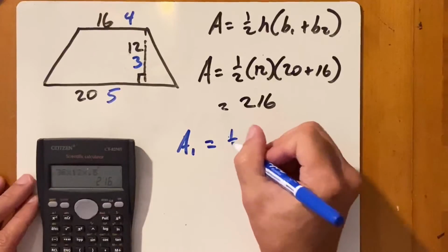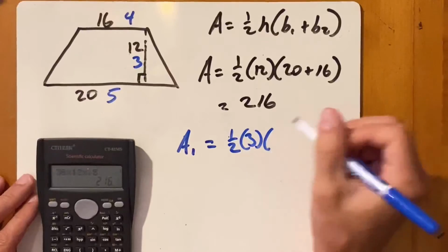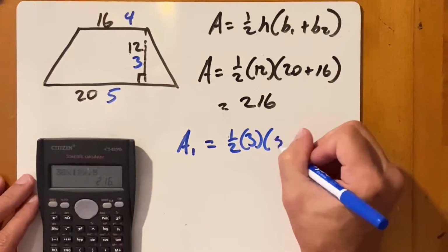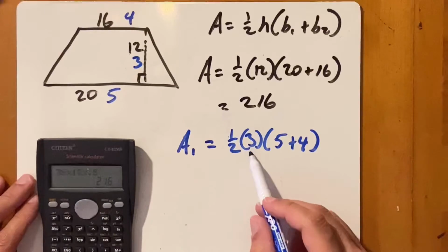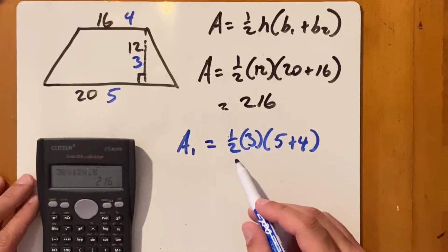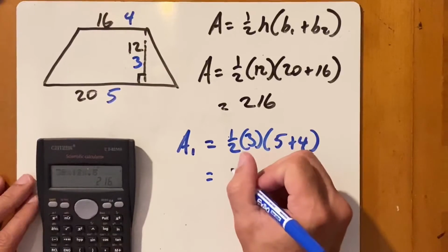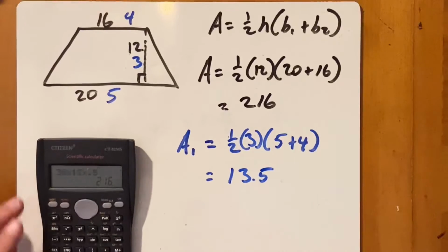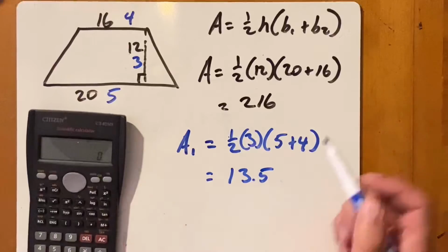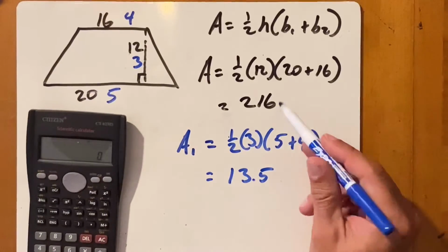So I've got 1/2 times the height, which is now 3, and the two bases added together, which is 5 and 4. So we've got 9 times 3 is 27. And then times 1/2, I've got 13.5. So that's my total area for the scaled factor. So how are these two related is what we want to figure out.